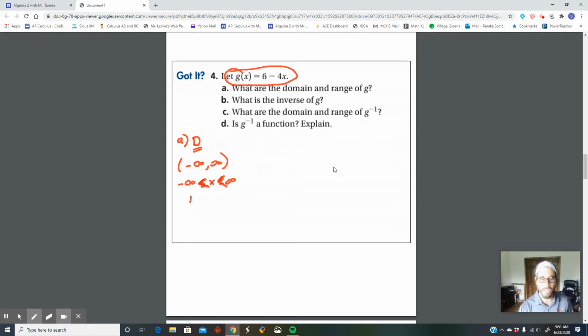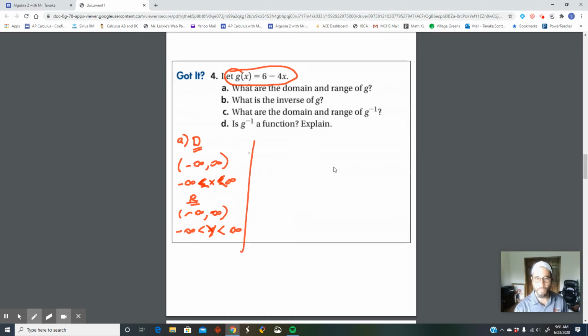Okay, and then what is the range? Well, range is what could y be? Well, same thing, no restriction. There's no division, there's no fraction, and there's no square root. So same exact thing, negative infinity to infinity. Or my inequality notation, whoops. It's got to be a y this time, right? Because range is y's, domain is x's.